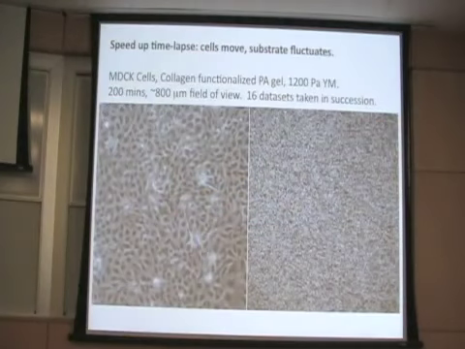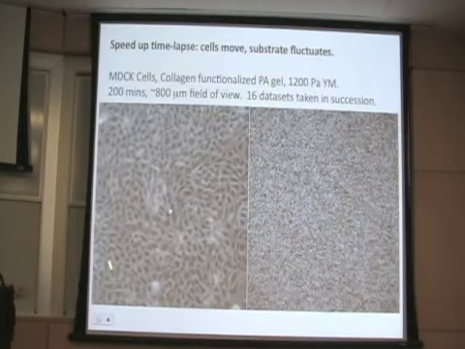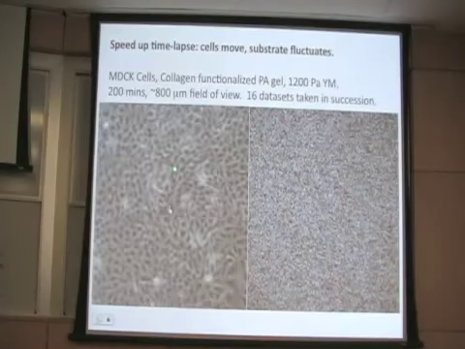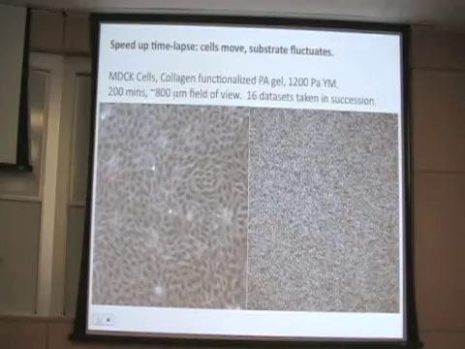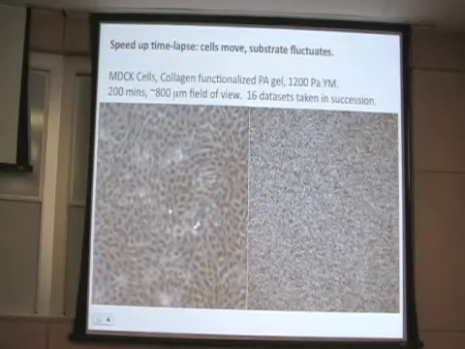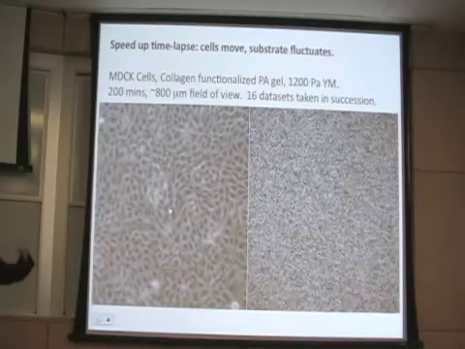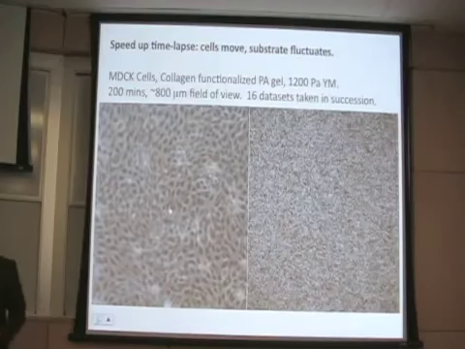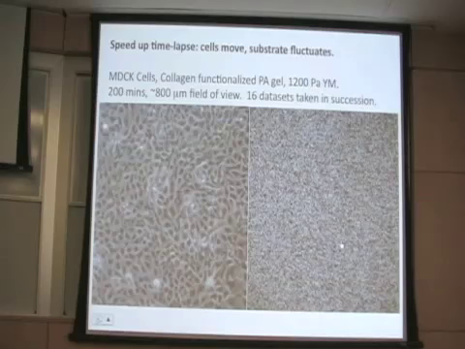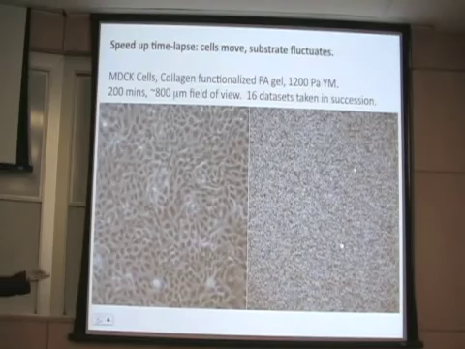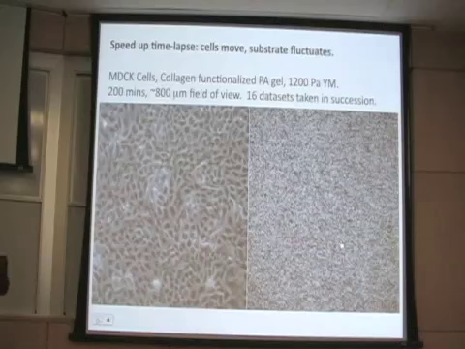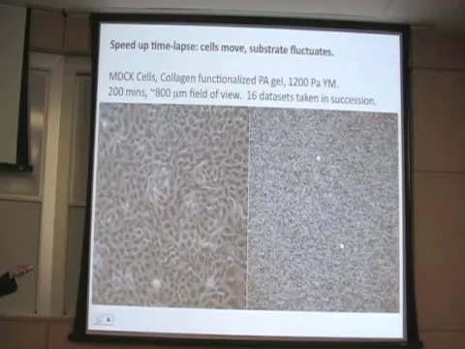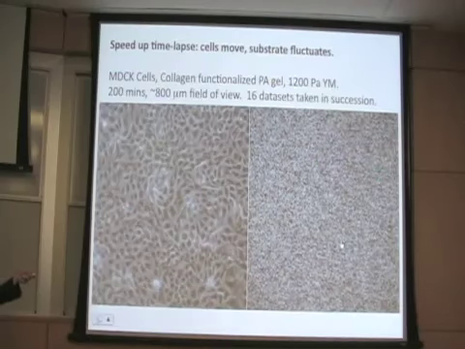So, okay, just to get to it. This is a movie, just a sample of data that we would see. They're MDCK epithelial cells. It's about an 800 micron field of view. We take 16 of these data sets in succession to get many density points. So you start off at low densities and go to high densities. And this is how they move together. If you look at how they deform the substrate below, you see little teeny fluctuations. It's like little blades of grass blowing in the wind or something. I don't know, it doesn't look all that dramatic, right?